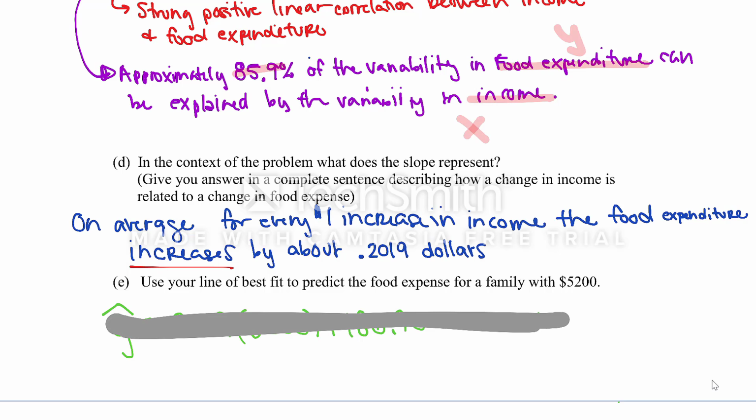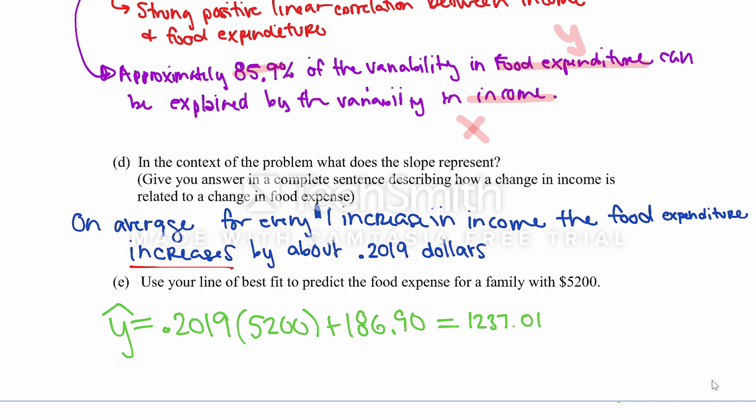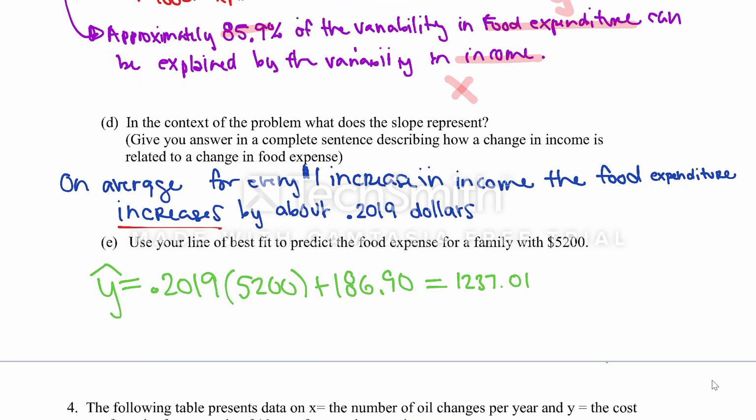Use your line of best fit to predict the food expense for a family of 5,200. Okay, how much could they spend if they're bringing in 5,200 bucks a month? A lot more. Okay, they could spend 12,000 on food. That's some family's mortgage or rent. Plug it in and get a prediction amount.